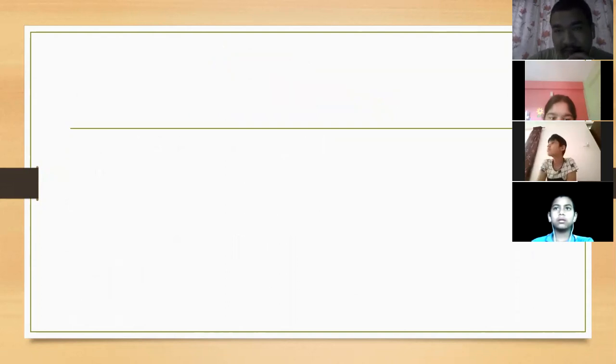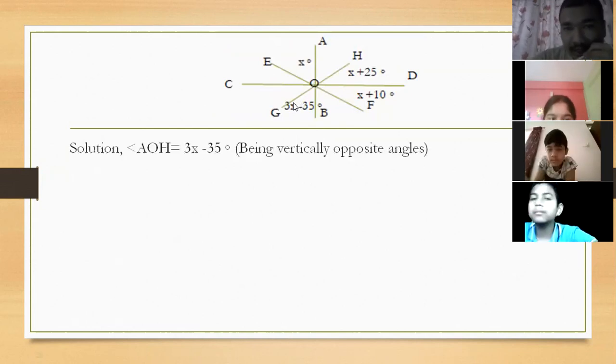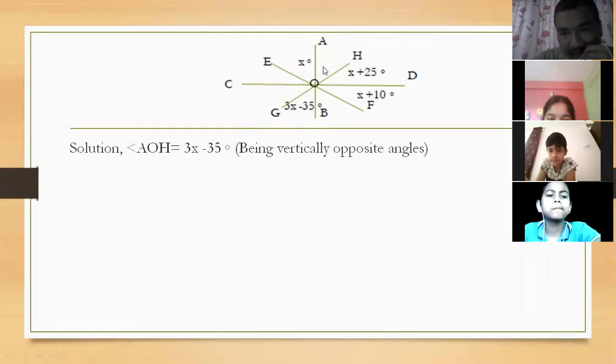Okay. This is the question. Look here. GOB angle and AOH angle are vertically opposite angles. These two angles are vertically opposite angles. That's why we have to start from that. AOH equals 3x minus 50 degree. And when you get this angle, then look here, E to F, this is a straight line or not? Prajwal? Yes, sir. E to F is a straight line. That means it is a straight angle now.